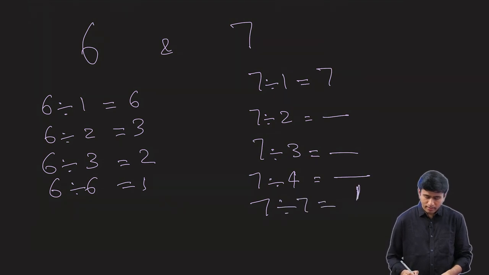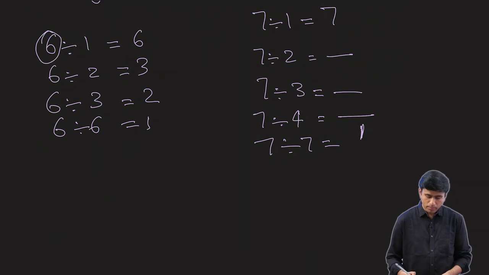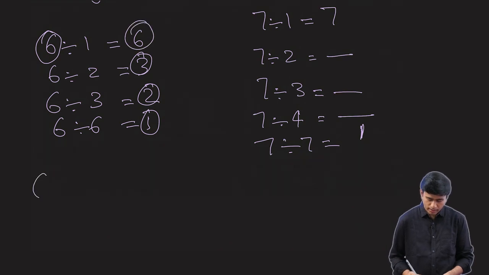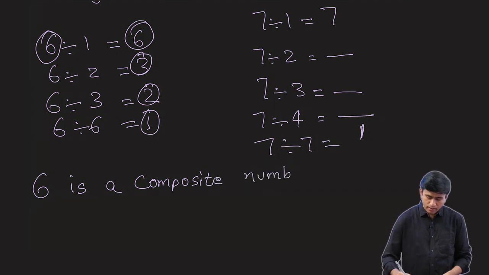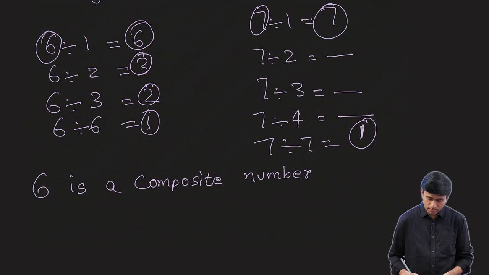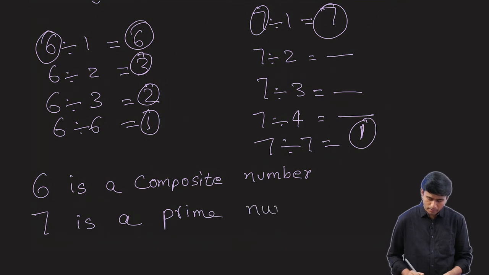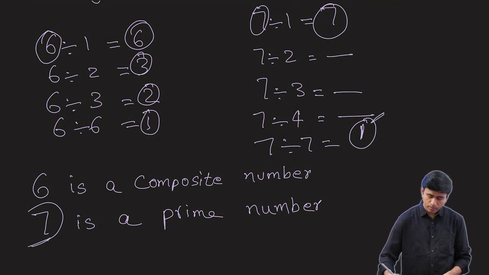So we can say that 6 is divisible by 1, 2, 3 and 6. So 6 is a composite number. Whereas 7 is divisible only by 1 and 7. Therefore, 7 is a prime number. So, a prime number like 7 is divisible only by 1 and 7. Divisible only by 1 and the number itself. Every other number becomes a composite number.